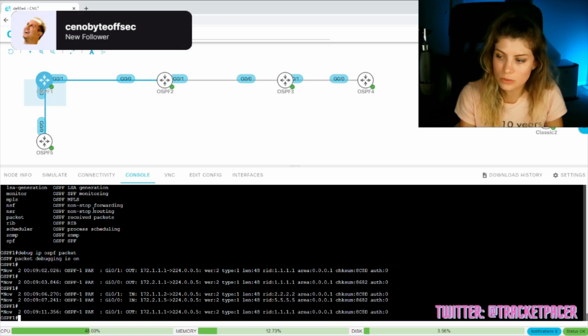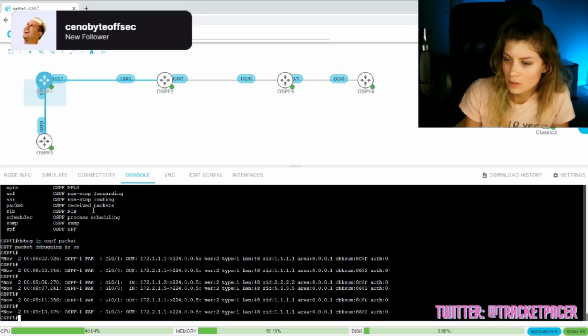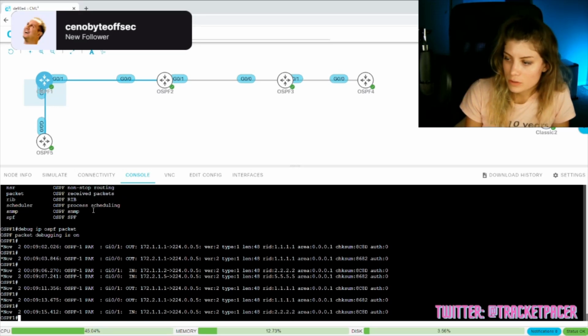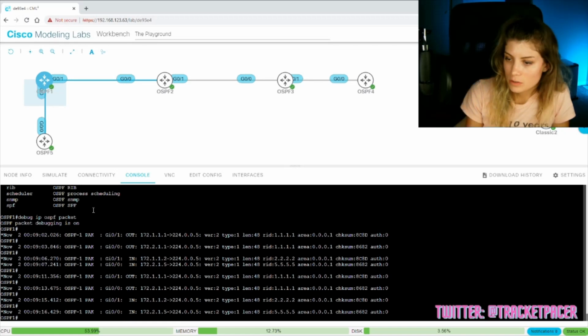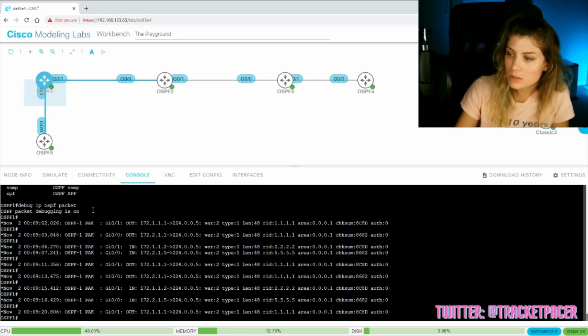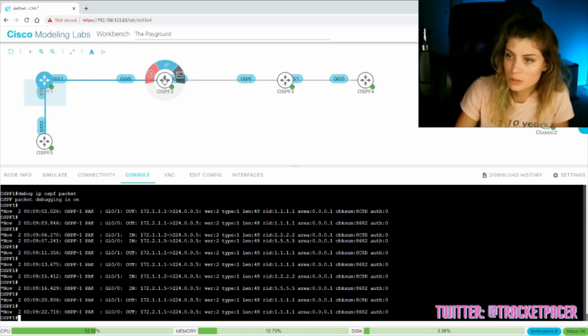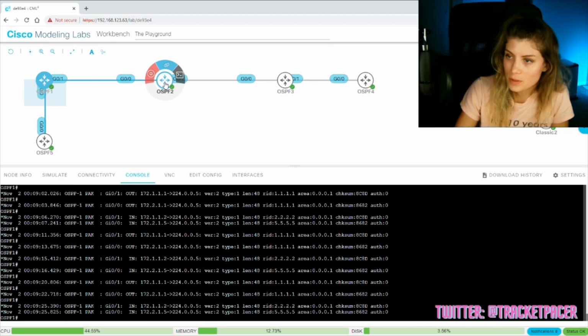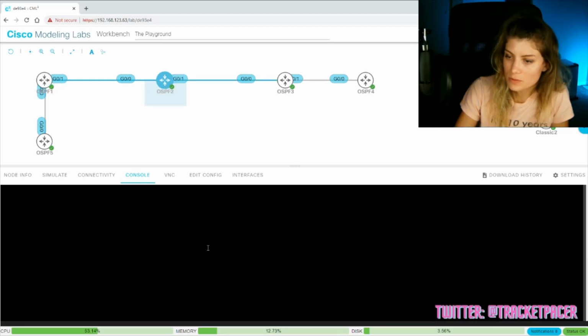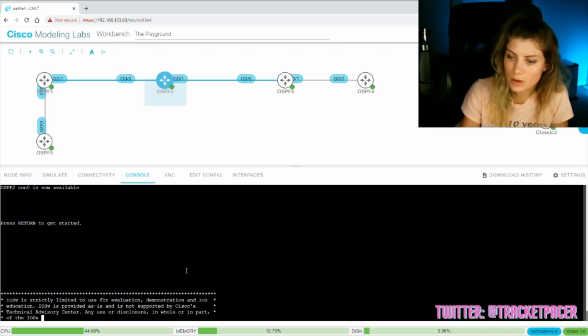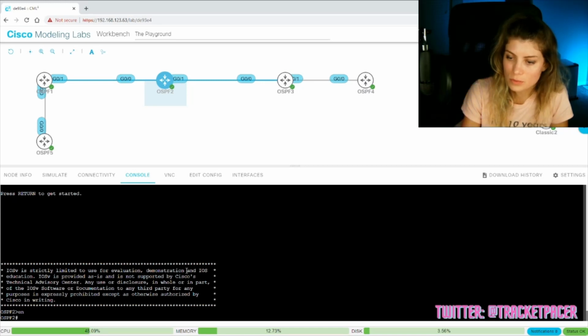So out 0/1, we're sending hellos, it looks like, or something. OSPF 1 packet. Yeah, we're sending information. We're sending probably hellos out. 0/1 is connected to OSPF 2. I think the rest of this OSPF is good. It was just router 5 that wasn't. It's not working.